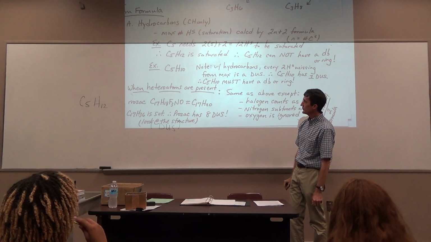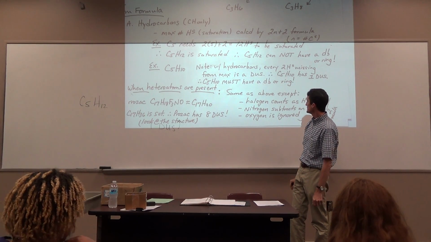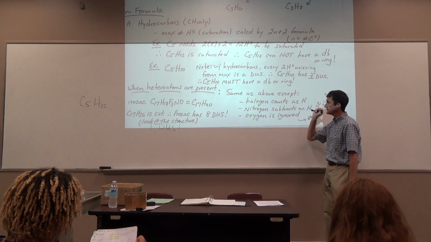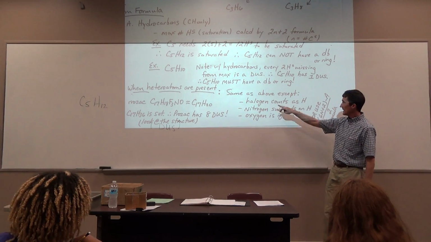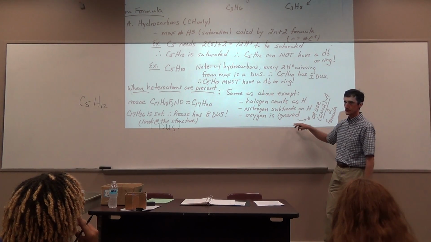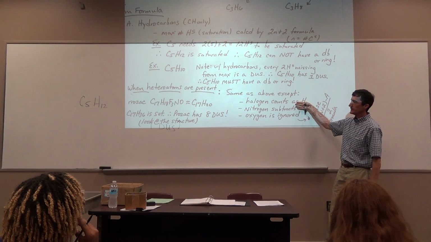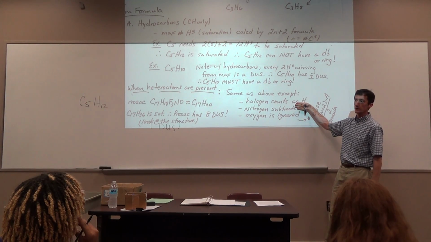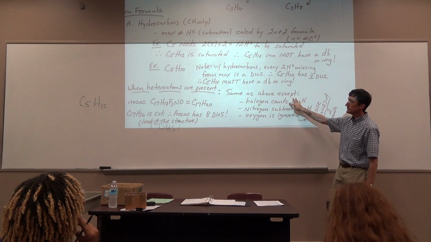Okay, what about when heteroatoms are present, meaning non-carbon? It's the same as above, except halogen counts as an H. Nitrogen subtracts an H. Oxygen you ignore. Now this is the way I do it. You may see other ways to do it online or even in the textbook. Let me show you how I do it.